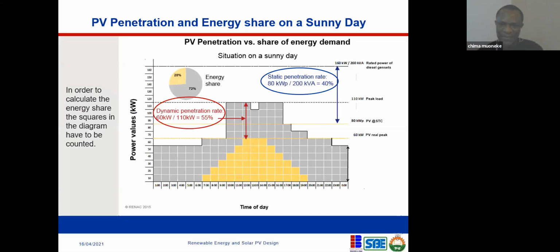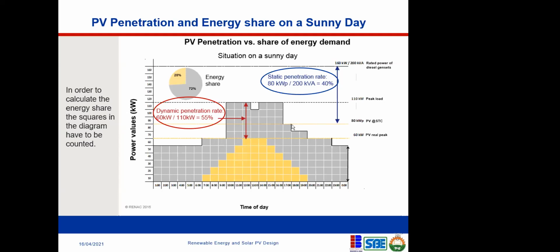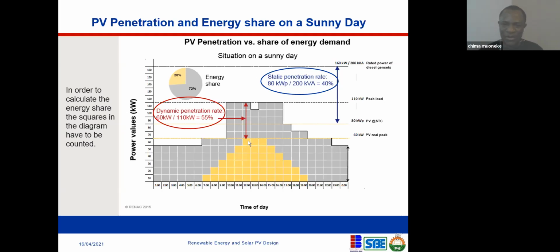So like I was explaining about the energy share in this figure that we have here. If you want to determine the energy share, you have to count the number of squares that are in yellow color. Then you divide it by the total number of squares, inclusive of the ones in ash and the ones in yellow. When you divide it, that will give you the energy share of 28%.